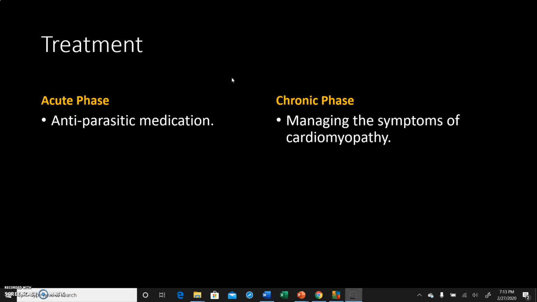So the treatment depends on the phase of the disease. During the acute phase, you take anti-parasitic medication, such as nifurtimox, and the effectiveness of this medication is time dependent. So the sooner you take it, the more effective it will be. After the infection, you'll be taking this for 2 to 4 months. And for the chronic phase, managing the symptoms of cardiomyopathy includes things like a pacemaker.